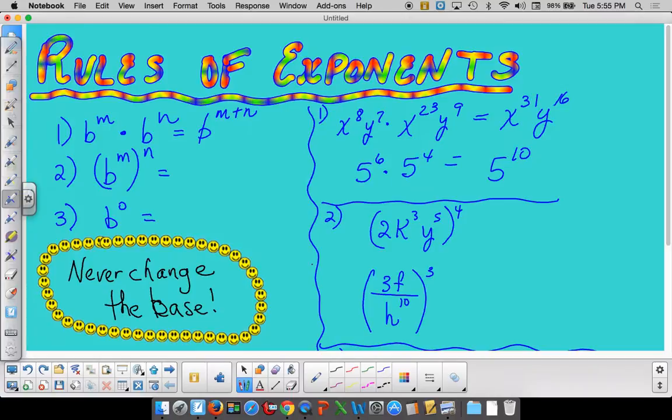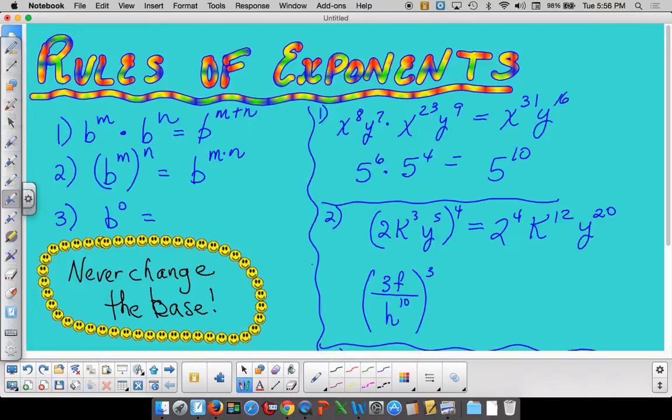Our second rule involves what to do when we have an exponent raised to another exponent, and hopefully you're going, oh yeah, that was easy. We simply multiply those together. So in this case, I would have 2 to the 4th. I would have k cubed to the 4th, that's k to the 12th, and y to the 20th. Nice easy thing, I simply multiply those exponents together.